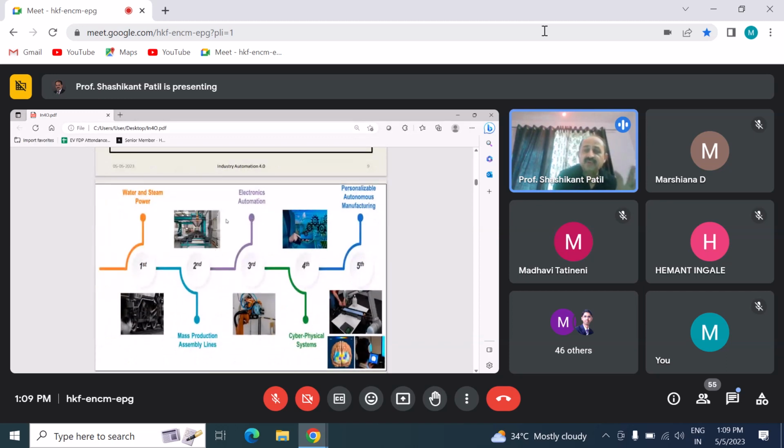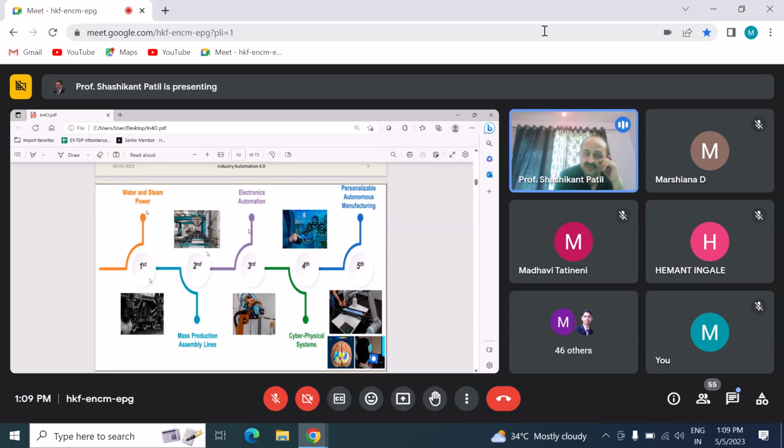Now this is a pictorial format of how we can relate the first industrial revolution and the fifth one. If you want to relate with some analogy, the first industrial revolution is water and steam power generation. You see this is a railway engine and all that. So this was the first industrial revolution. Second, you see mass production of assembly lines. This was the second industrial revolution.